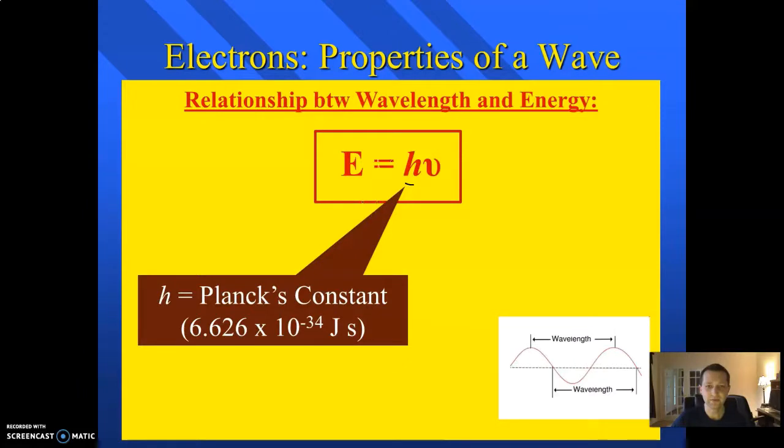So if you look at energy, energy is in joules. Your Planck's constant is in joules times seconds, and your frequency is in per second. So if you take the units on h, which is joule times second, and you multiply that by 1 over seconds, seconds cancel, and you get joules, which is your unit of energy.